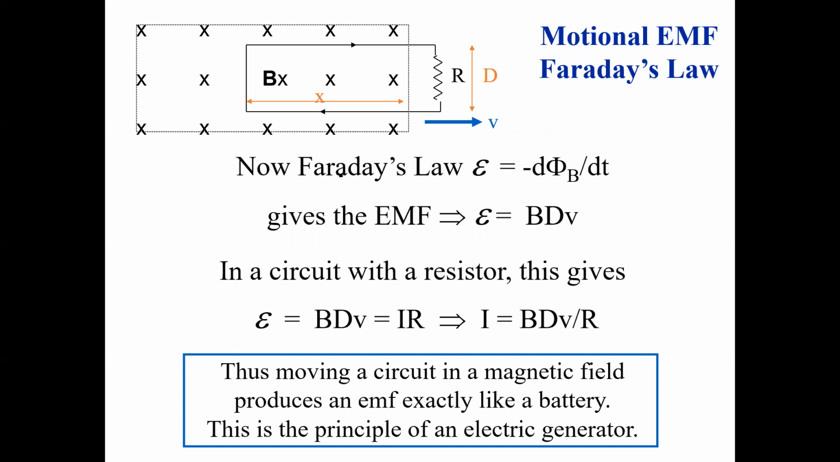From Faraday's law, we can calculate this motional EMF as B l v. As we know, the EMF is equal to I into R. From this, you can calculate the current induced through this. Thus, moving a circuit in a magnetic field produces an EMF exactly like a battery. This is the concept and the basis of creating all the electric generators that we use today.